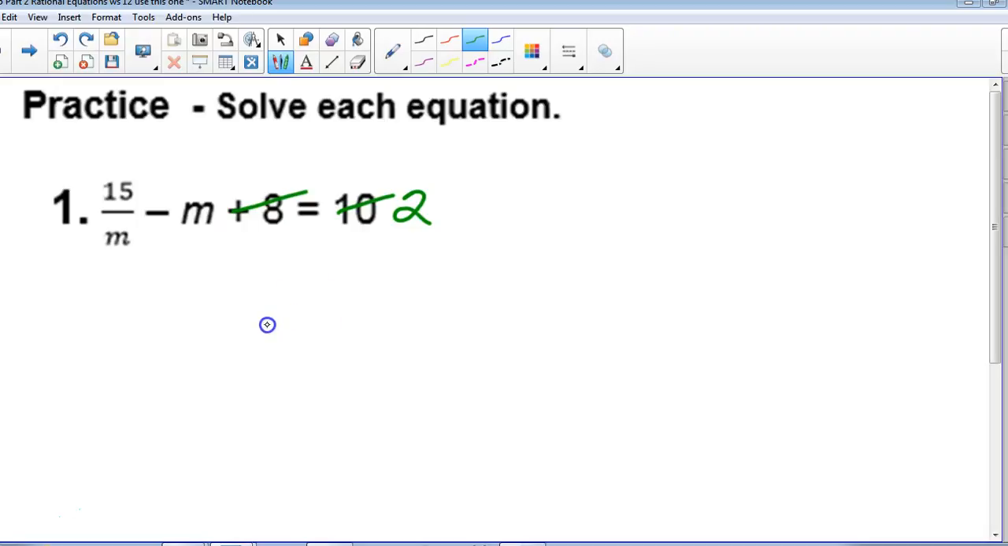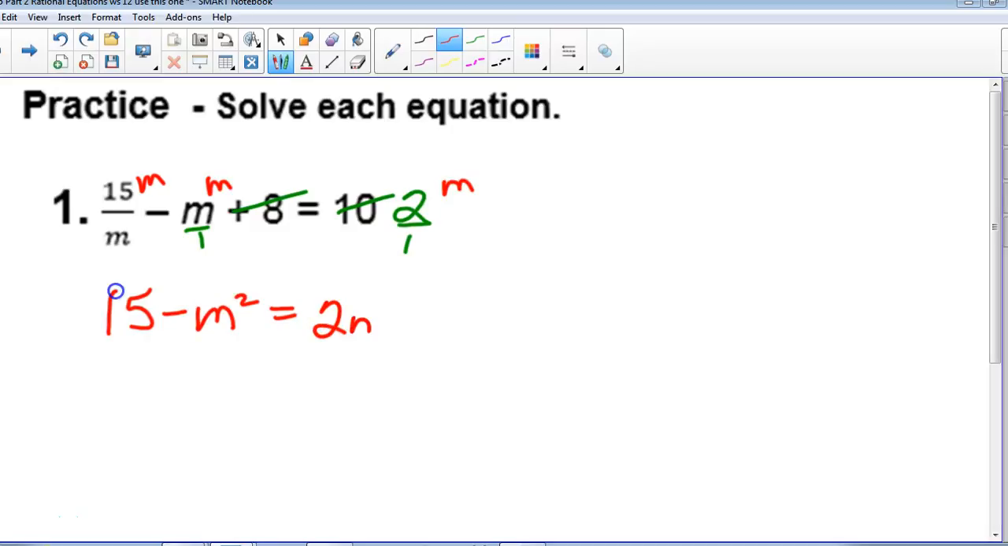So if I subtract 8 from both sides, I get a 2, but then I multiplied through by an m, because that's the only denominator, other than 1. So when I multiplied everything by an m, I wound up with 15 minus m squared equals 2m. I actually moved things to the right because I don't like a negative squared term.